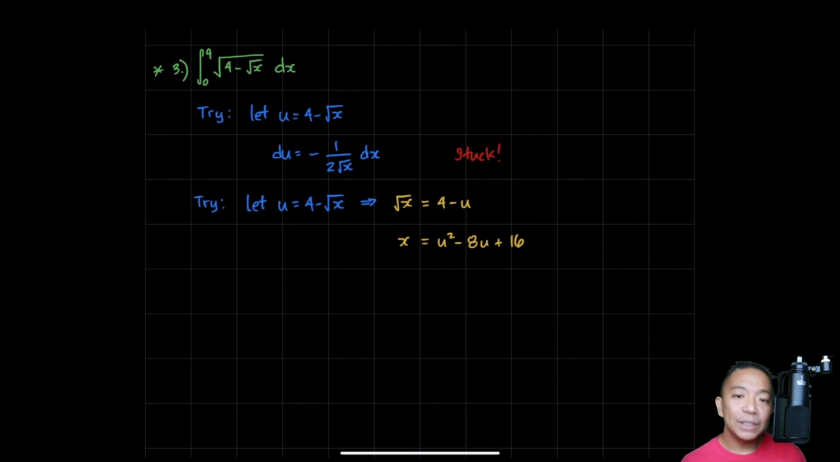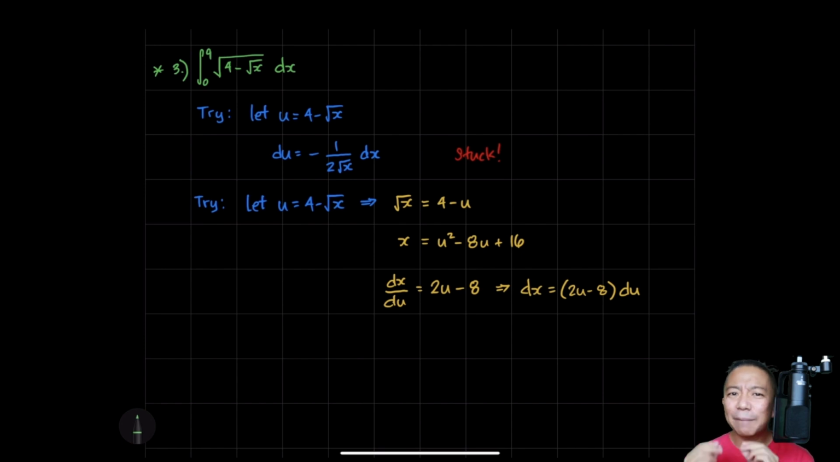Now instead of looking for du over dx, ang gagawin natin ay kukunin ko yung derivative with respect to u. So dx over du. So derivative with respect to u, yung right side magiging equal kay 2u minus 8. Diba? If we take a derivative with respect to u. So dx over du is equal to 2u minus 8, or dx is equal to 2u minus 8 times du.